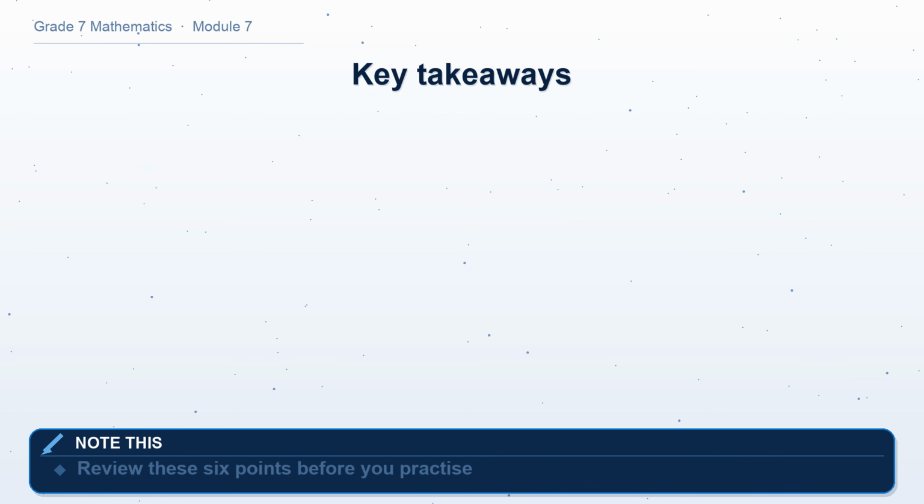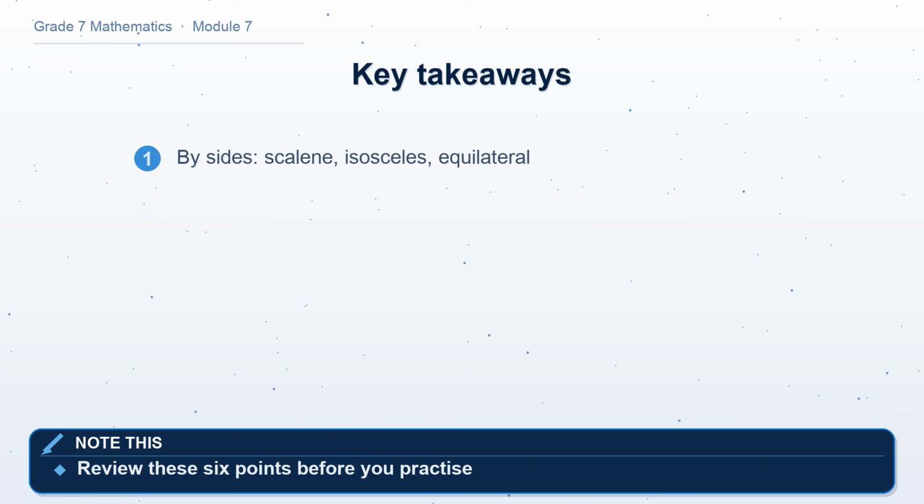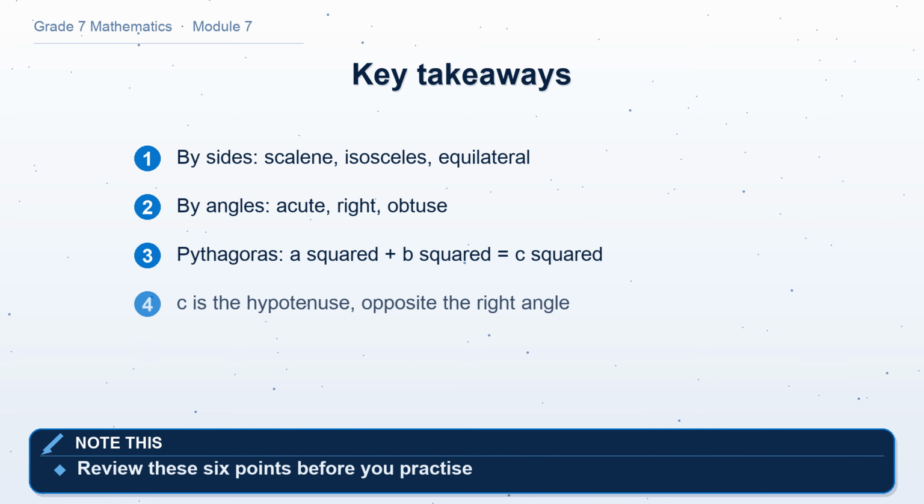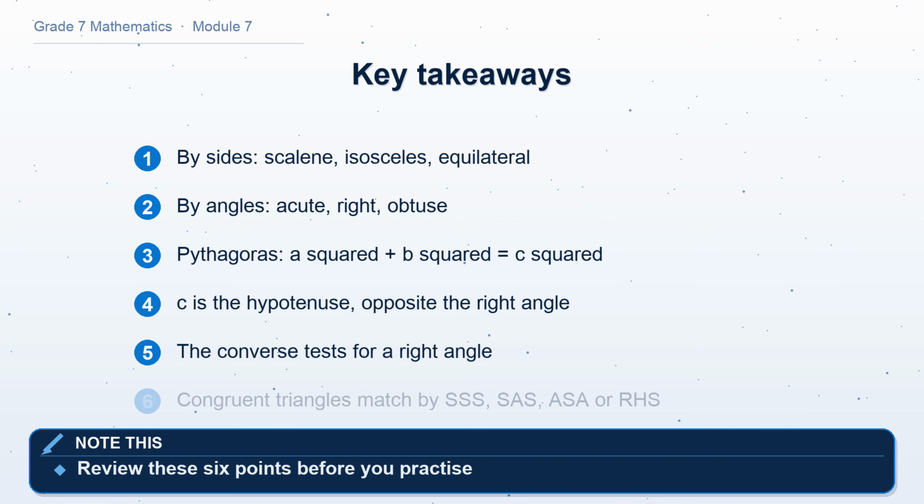Here is a quick summary of the key ideas. By their sides, triangles are scalene, isosceles, or equilateral. By their angles, they are acute, right-angled, or obtuse. Pythagoras' theorem says a squared plus b squared equals c squared, where c is the hypotenuse opposite the right angle. The same theorem in reverse tells us whether a triangle has a right angle, and two triangles are congruent when they pass one of the tests: side, side, side; side, angle, side; angle, side, angle; or right angle, hypotenuse, side.